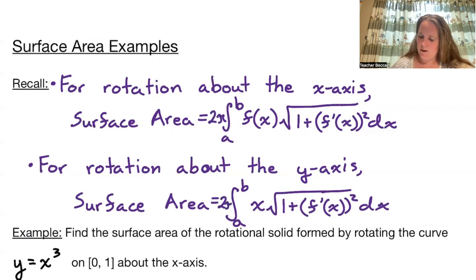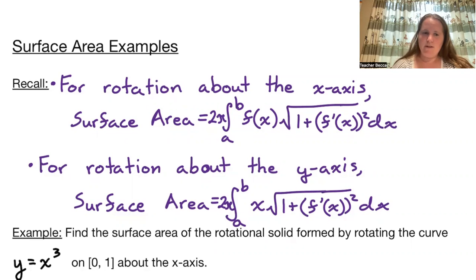So we should have 2 pi times the definite integral from a to b of x times the square root of 1 plus f prime of x squared, or 2 pi times the definite integral from a to b of f of x times the square root of 1 plus f prime of x squared dx. So let's go ahead and just do a couple examples.